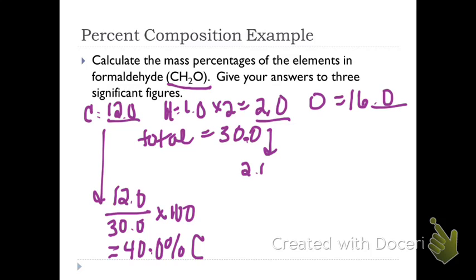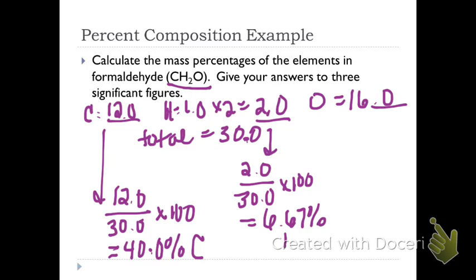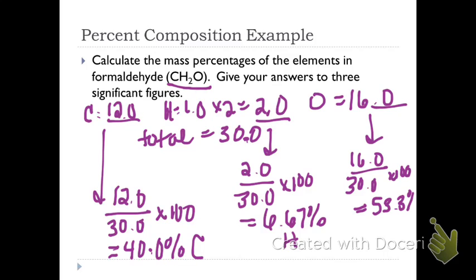Hydrogen would be 2.0 divided by 30 times by 100. We need, again, 3 significant figures, so it rounds to 6.67% hydrogen. And then for the last one, 16.0 divided by 30 times by 100, you end up getting 53.3% oxygen. Okay?